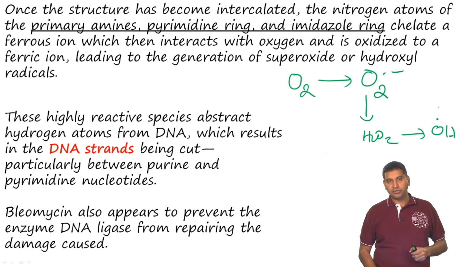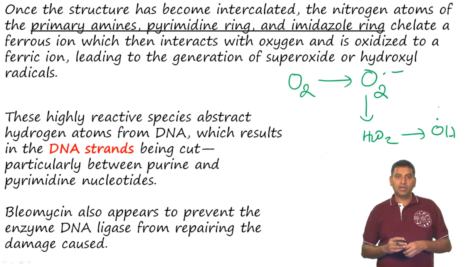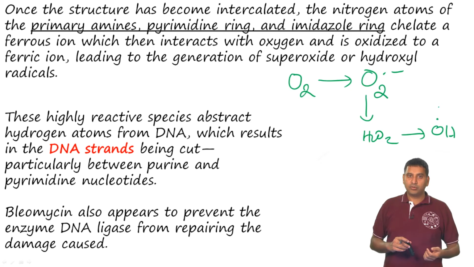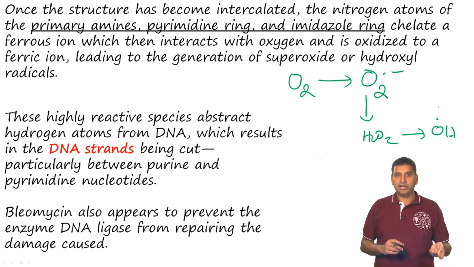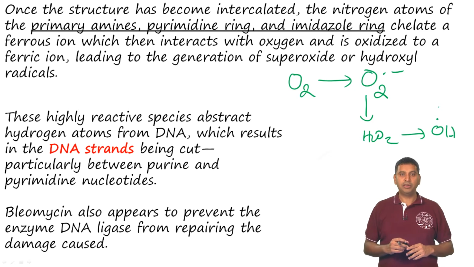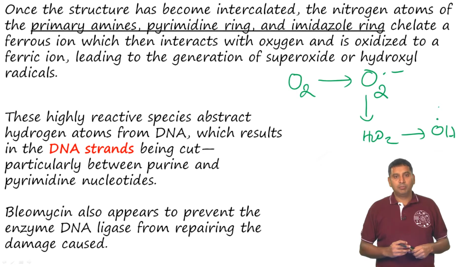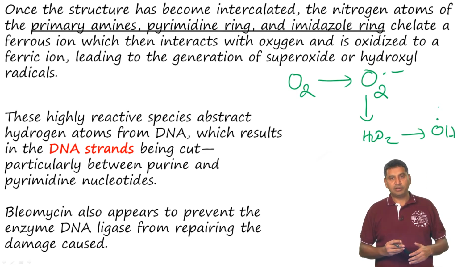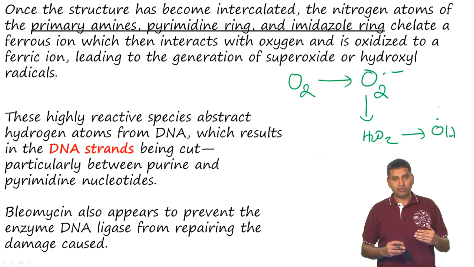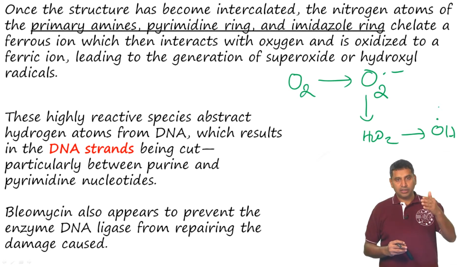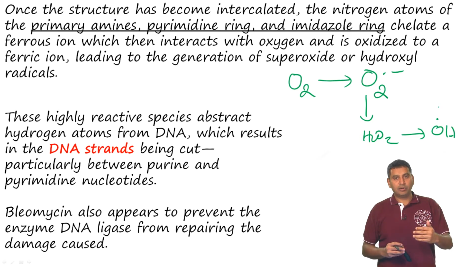These together are known as reactive oxygen species, and the cell is very efficient at getting rid of some of these reactive oxygen species. However, since the generation of reactive oxygen species occurs near the DNA strands, this can result in the DNA strands being cut, particularly between purine and pyrimidine nucleotides. Bleomycin also appears to prevent the enzyme DNA ligase from repairing the damage caused, and whenever damage occurs on DNA, a number of enzymes come and help in repairing it.